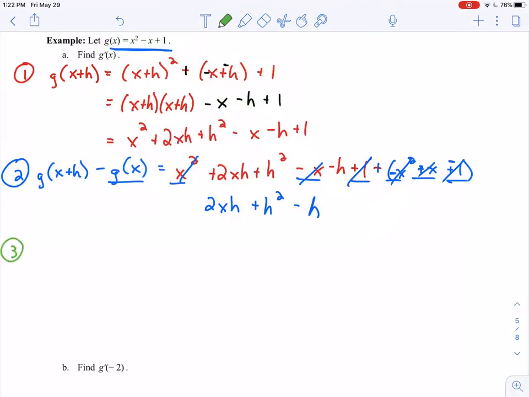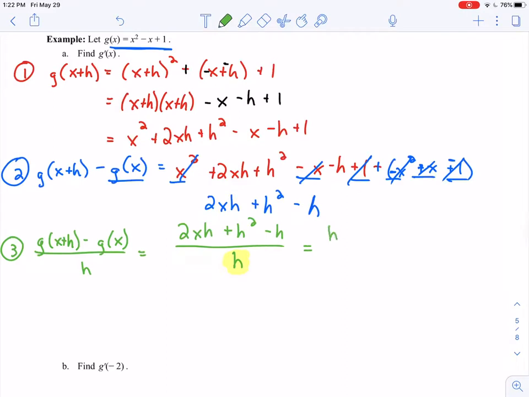Step 3, I want to divide by h. So I'm going to take g of x plus h minus g of x, take that whole thing and divide it by h. So I'm taking what I just found in my last part, 2xh plus h squared minus h, take that whole thing and divide it by h. And remember, your goal here, we want to get rid of that h in the denominator. That's what we want to end up doing here.